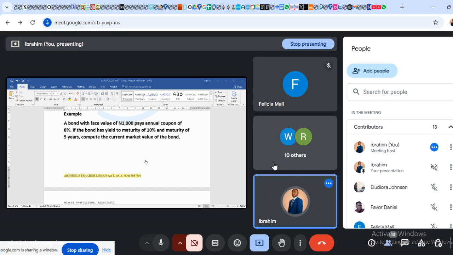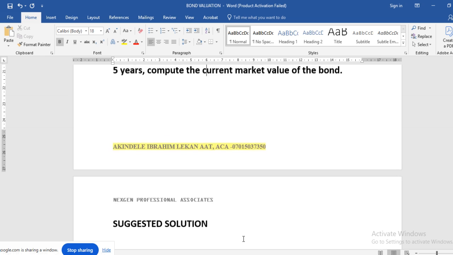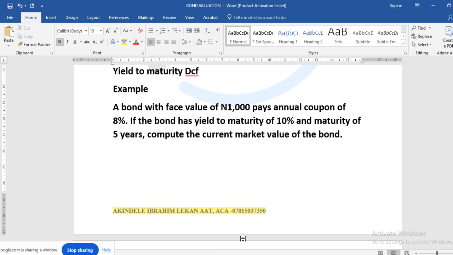Now, example one: a bond with face value of 1,000 naira pays an annual coupon of 8%. If the bond has a yield to maturity of 10%, you can see the yield to maturity is given, and the maturity date is 5 years. Compute the current market value of the bond. That is bond valuation, right? It's used to determine the market value of a bond.